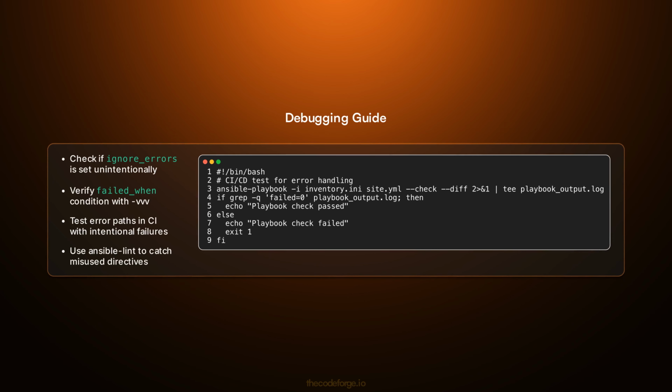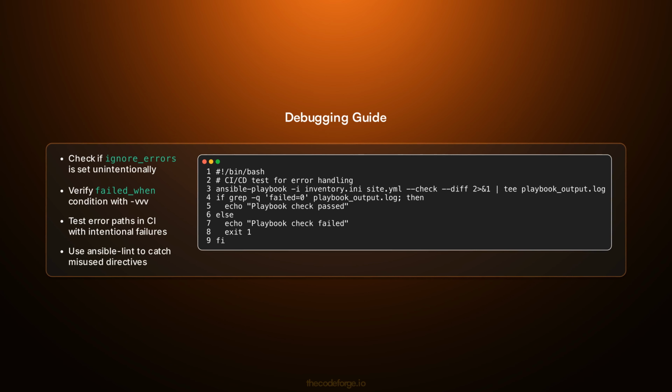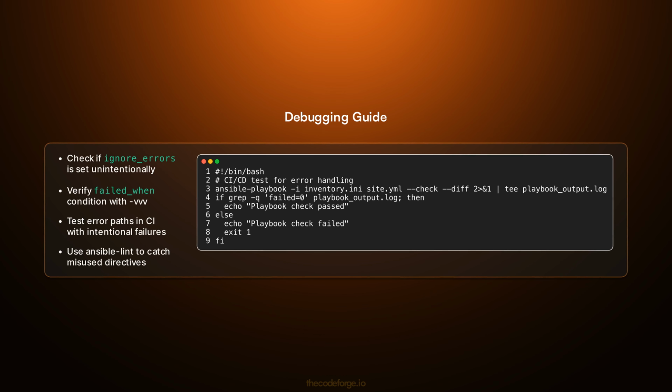To debug error handling issues, first check if ignore_errors is set unintentionally. Use ansible-playbook -vvv to see failed_when evaluation. In CI, create test playbooks that intentionally fail to verify your error paths. Use ansible-lint to catch misused directives. Here's a simple CI script that runs a playbook check and fails if any task fails.